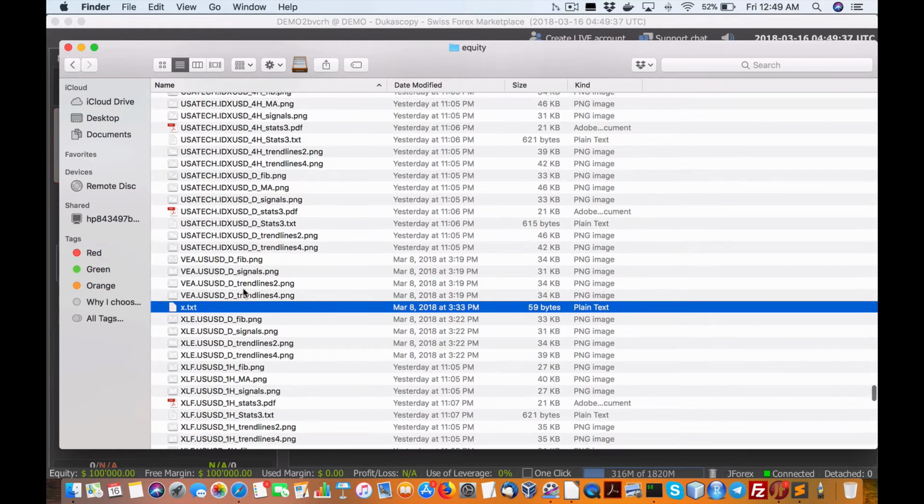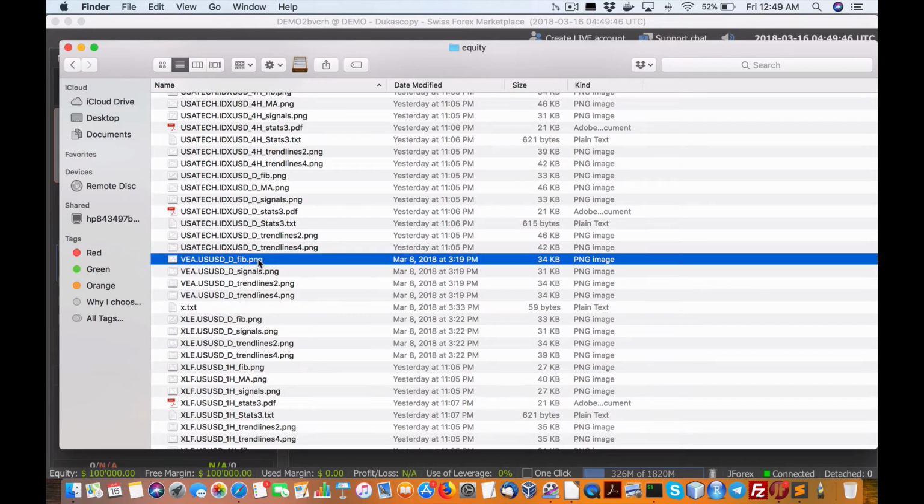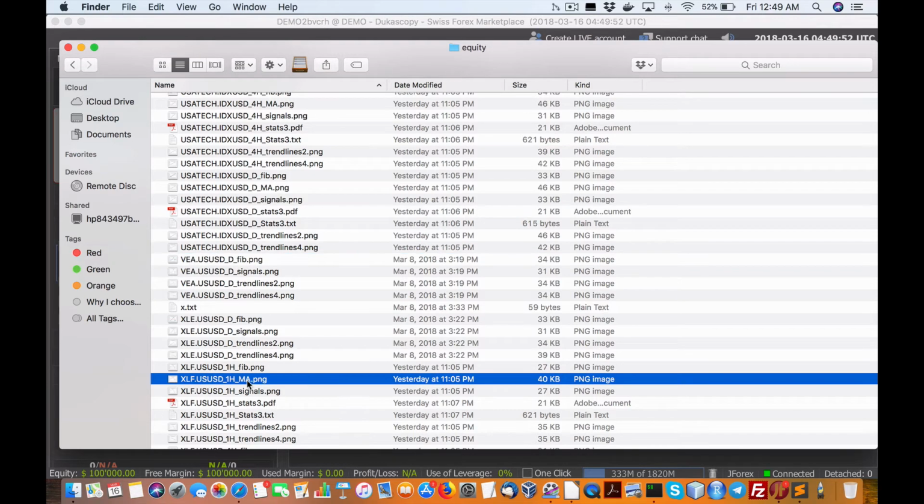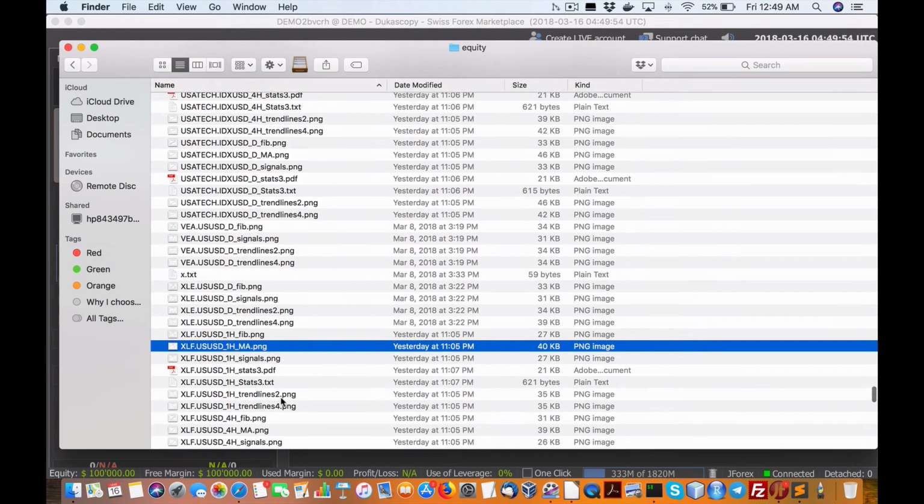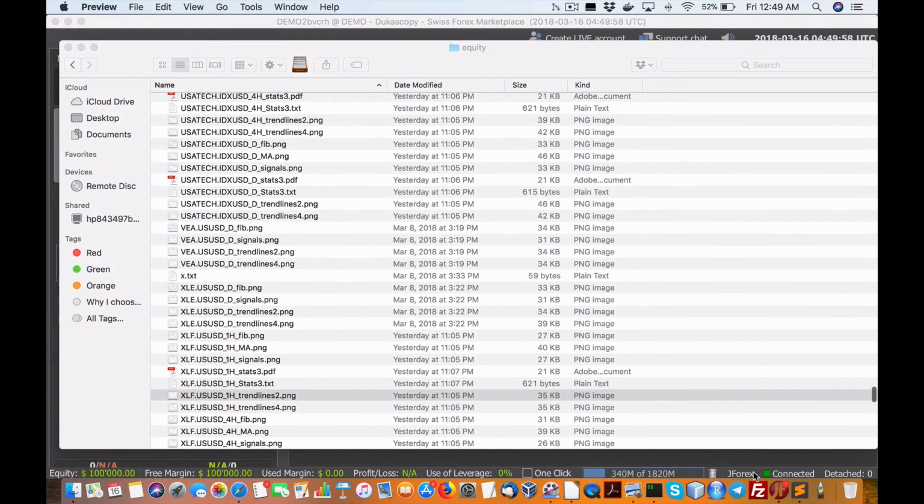Interesting how we... looks like we can't do a 4-hour hourly for this. There's no moving average. Anyways, I'm going to move on. Didn't look too good anyways. Trend line, XLF, down, not good.